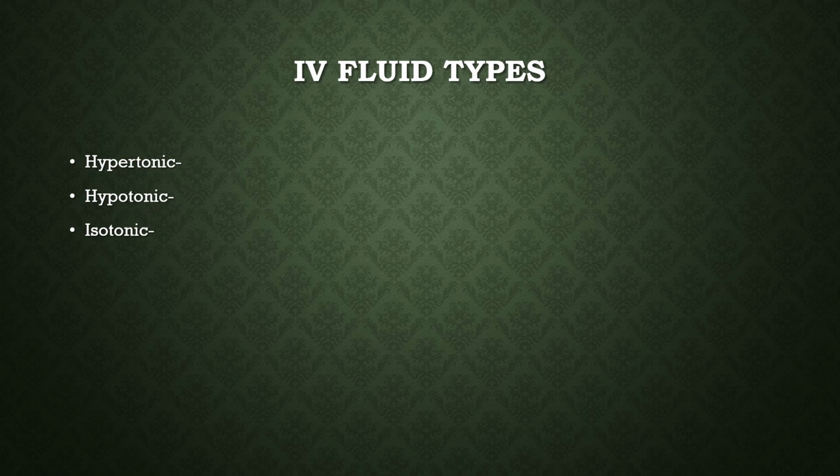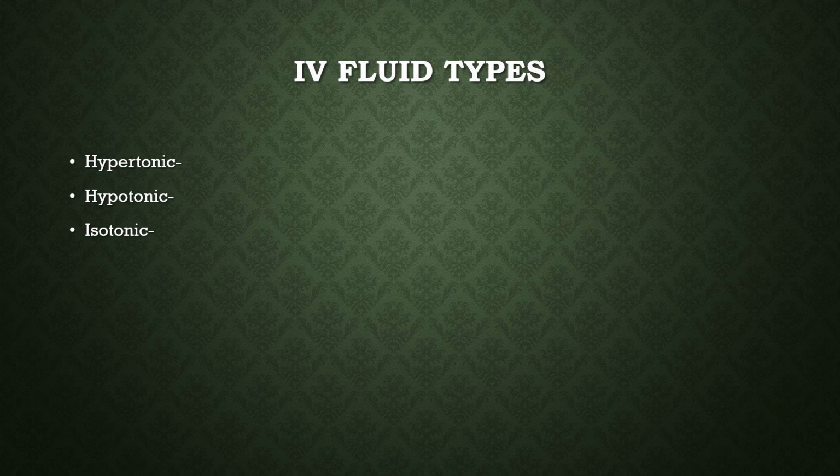It is the same proportion or percentage of salt to what's already in the body, in the blood. The blood contains 0.9% salt or saline. Normal saline is also 0.9, so that's an isotonic solution, right?